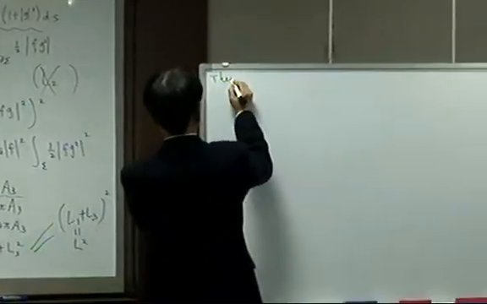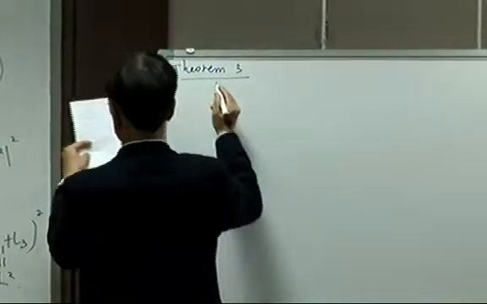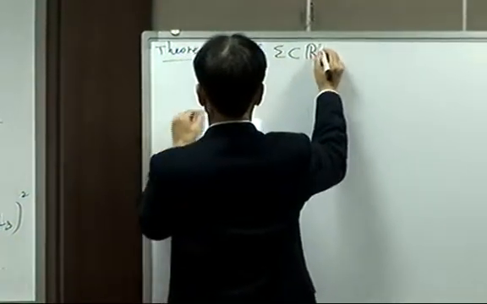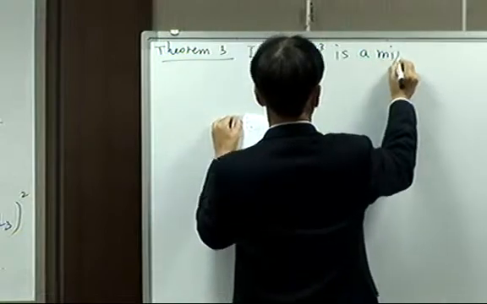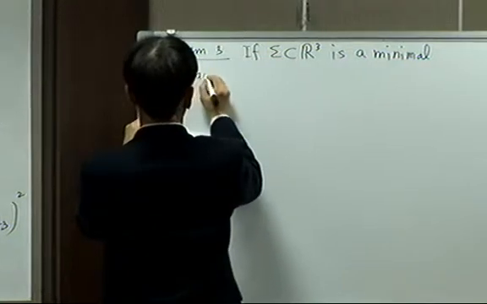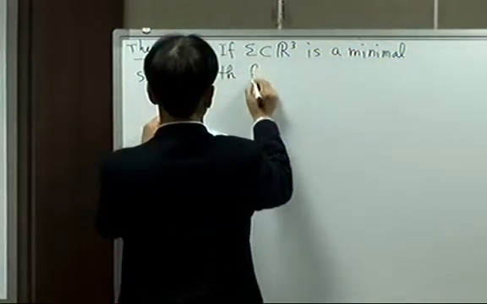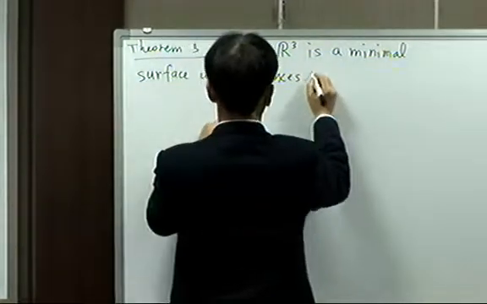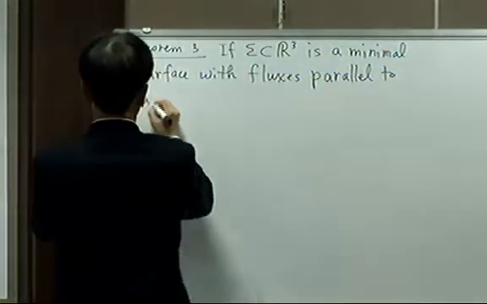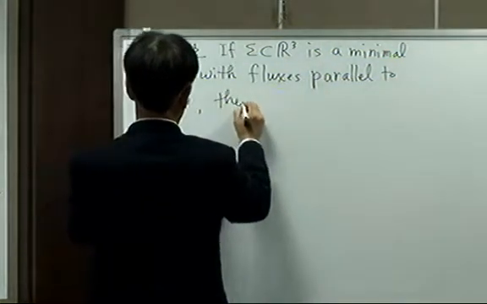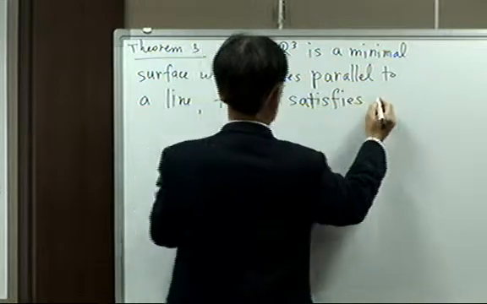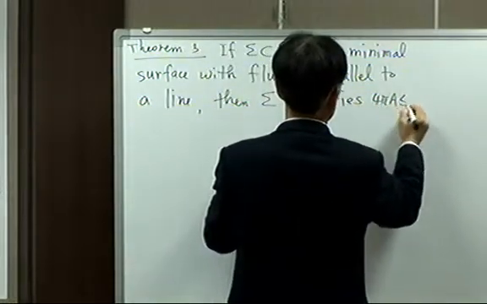Theorem 3. If sigma is a minimal surface, with all fluxes parallel to a line, then sigma satisfies 4 pi A less than or equal to L squared. Okay.